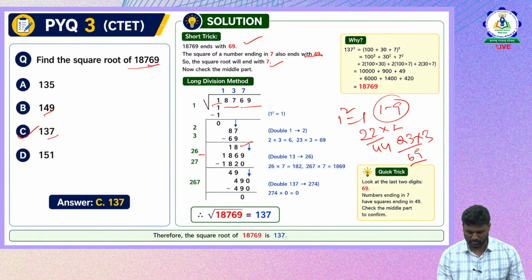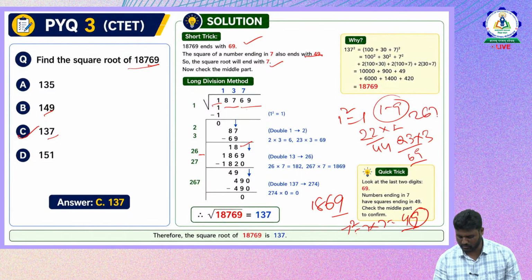Now since we have 1869, look at the last digit, 9. Recall which number ends with 9. If you recall 7 squared, 7 into 7 is 49, which is also ending with 9. So now let us try with 26 and multiply with 7, which is the same number. If you multiply this, 7 sevens are 49, so we get 18,069.